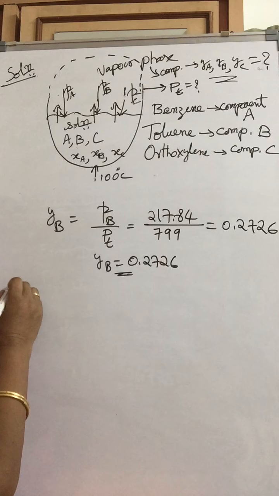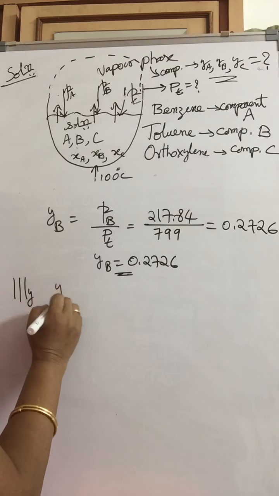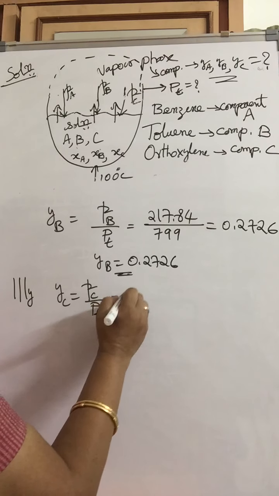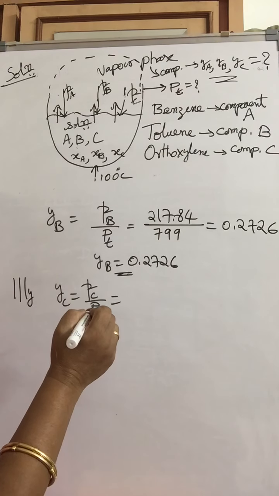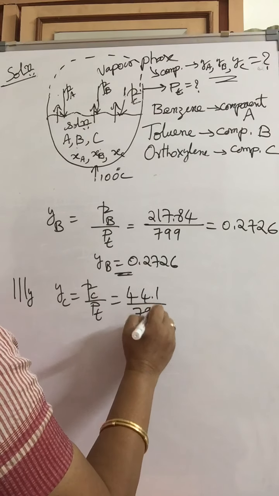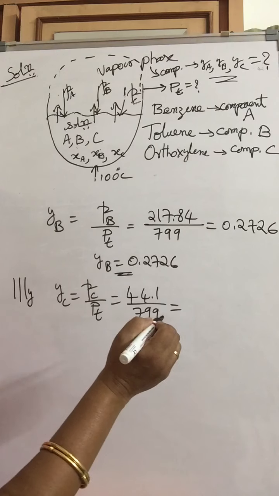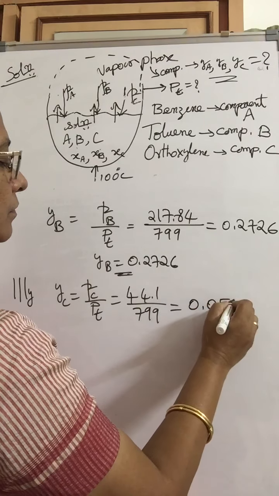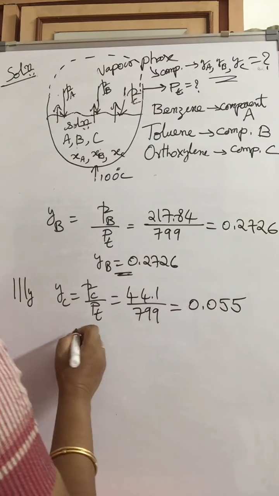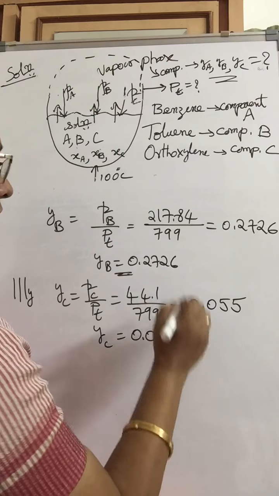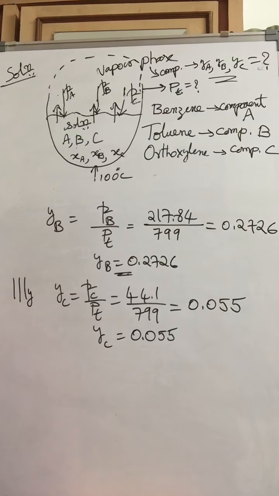Similarly, YC. YC is equal to PC by PT. What is PC here? 44.1 by 799. This value is 0.055. So YC is equal to 0.055. Thus we got YA, YB, YC.